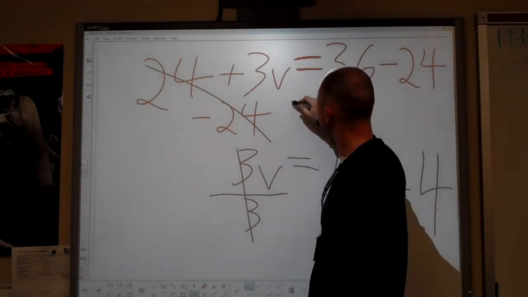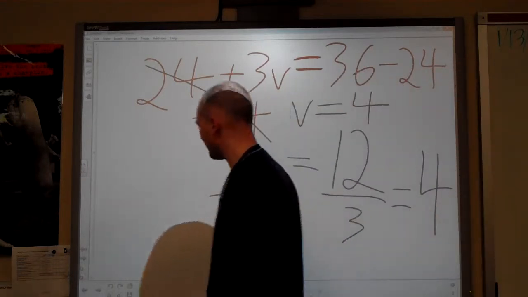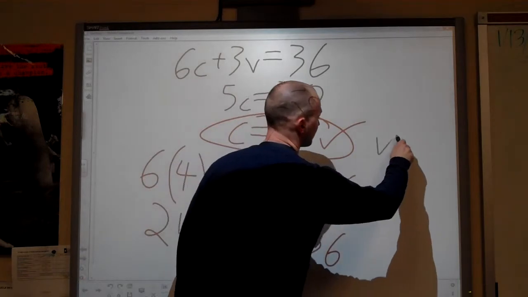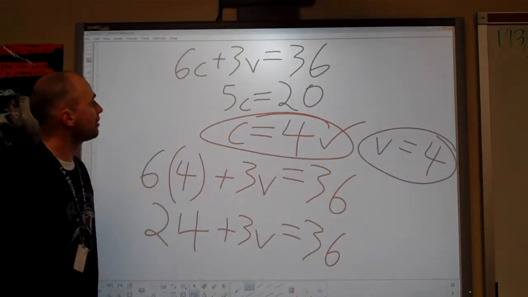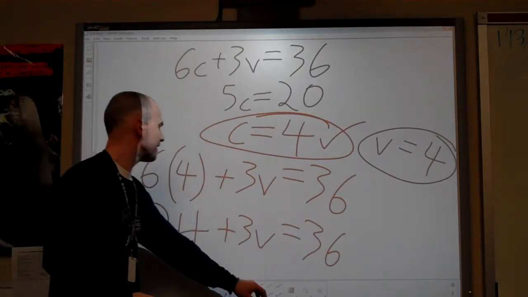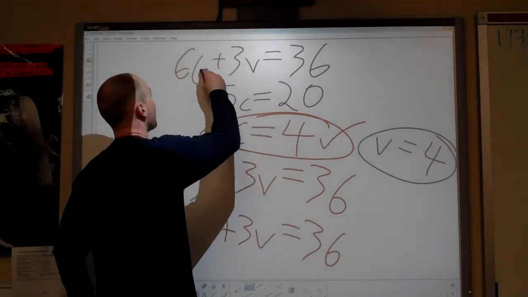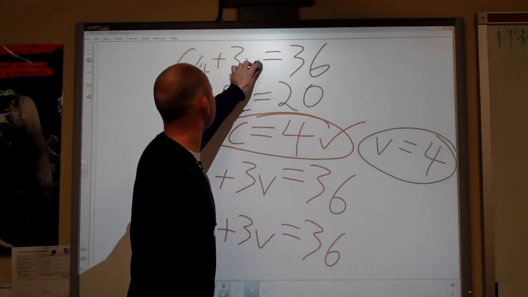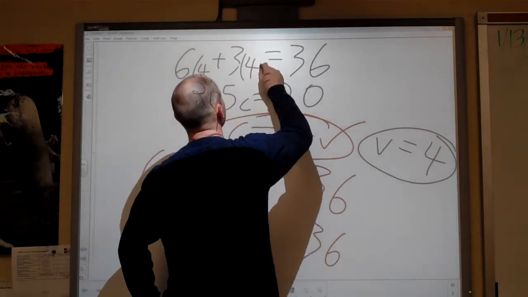So V equals 4. Now I'm going to go back to my original problem. C equals 4, V equals 4. C equals V. Okay, let's make sure this works. So instead of this C, I'm going to substitute what C equals. I'm going to substitute a 4. And instead of a V, I'm going to substitute what V equals. V also equals 4. Let's see if this works.